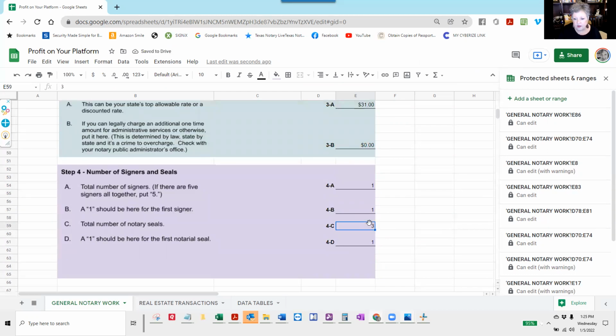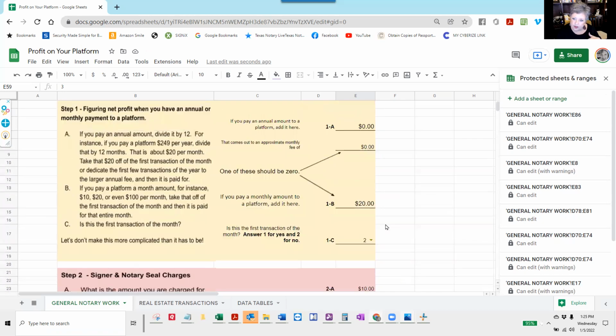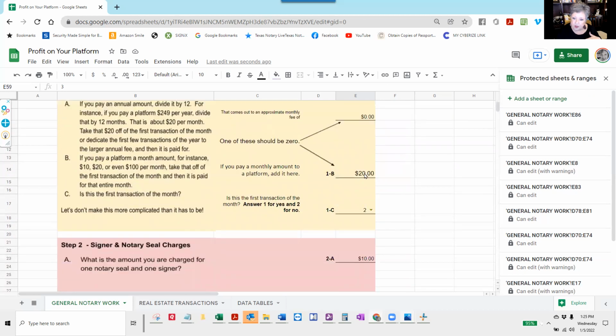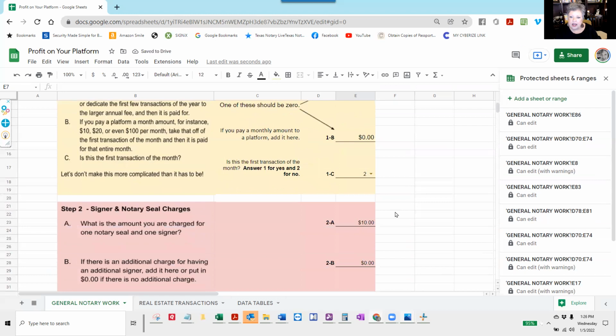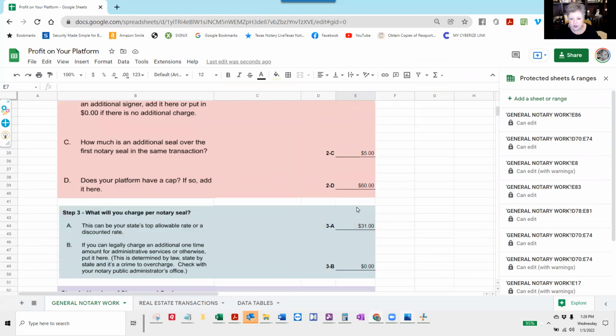All right. So I have an appointment coming up at 3 o'clock today where I'm going to notarize 3 documents for one signer. So let's just put that 3 in there. What would I make using the Sinex platform today on one notarization? And it's not my first transaction of the month. So I'm not going to take that $20 off that I set aside for my platform fee. There, $21. I'm not going to have to take that out today because it's not my first assignment of the month.